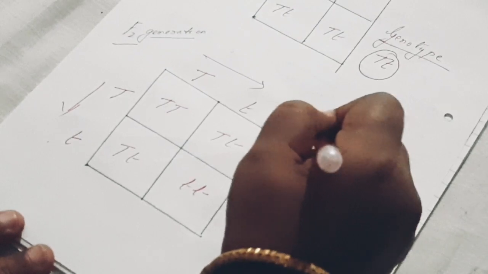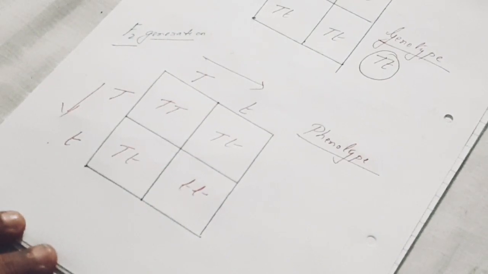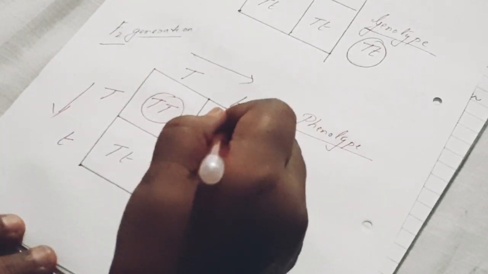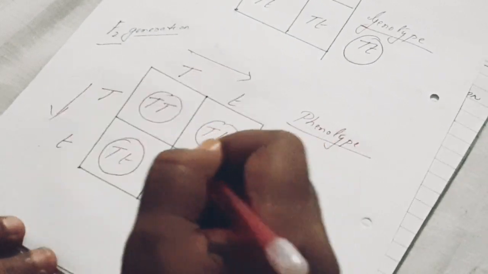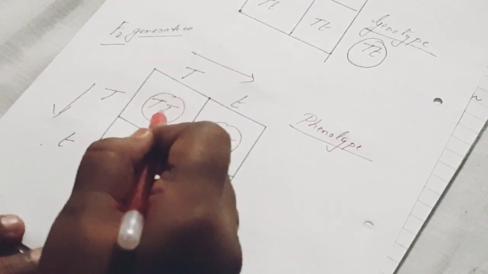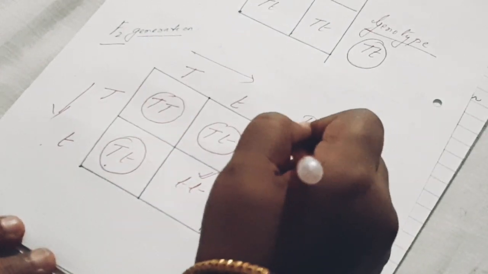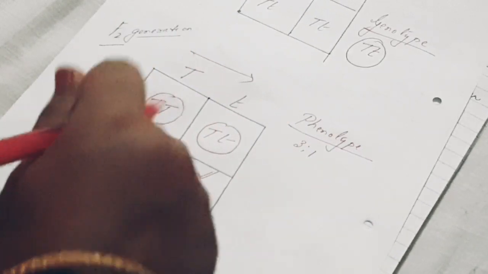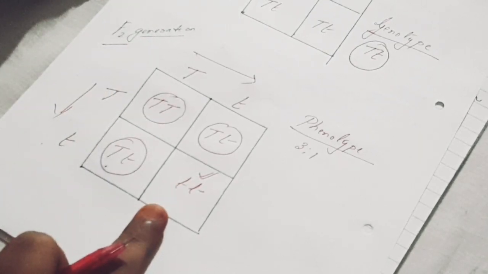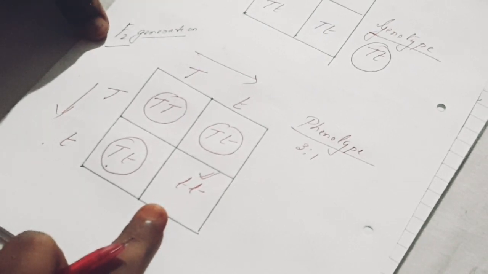So when you go to the phenotype, that means appears to be, this is pure tall, these two are hybrid tall, and this is dwarf. So here 3 appear to be tall. When it is asked to write in ratio, it is 3:1. So 3 appear to be tall and 1 is dwarf. So the phenotypic ratio is 3:1 in F2 generation of a monohybrid cross.